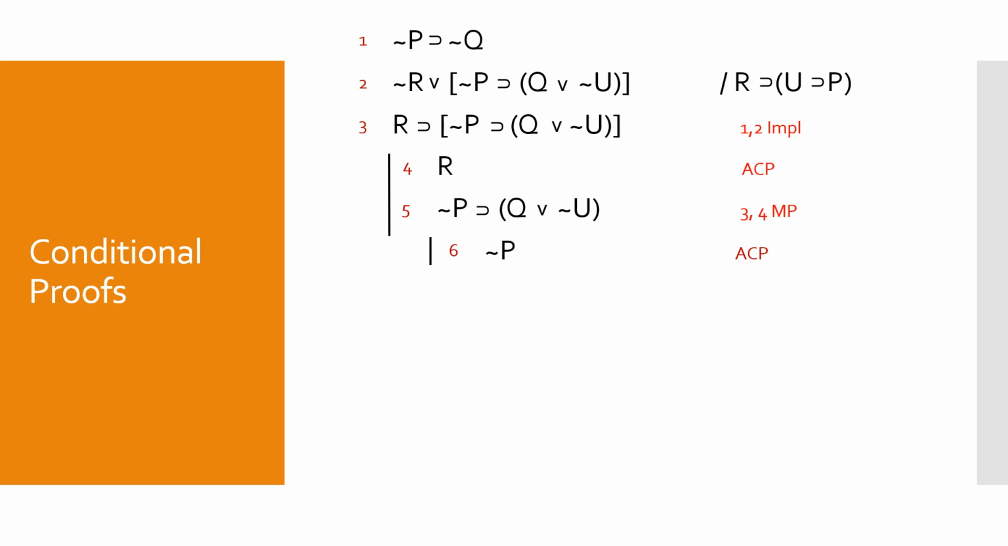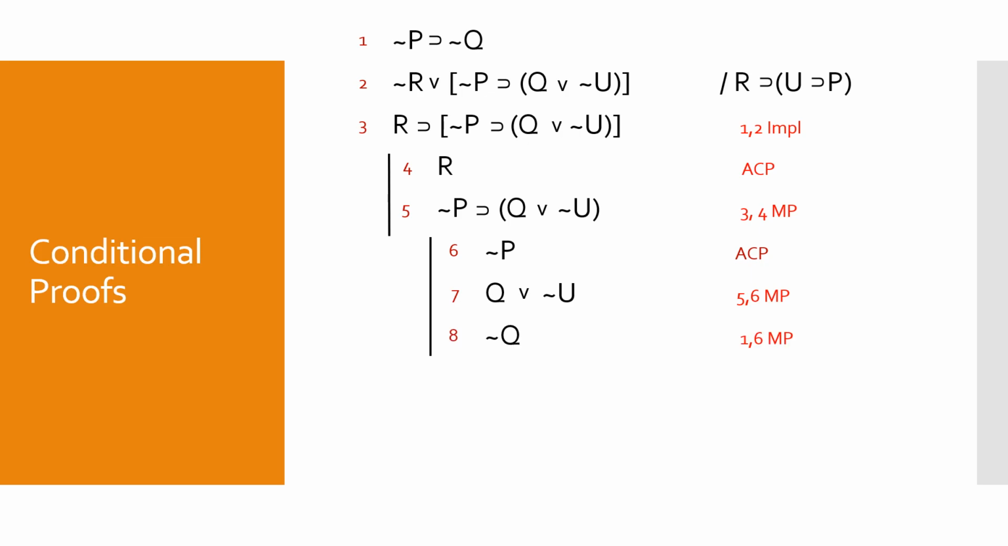And so we get line 6 indented where we assume not P, which is the antecedent of number 5, that conditional statement. And again, we're going to say we're assuming it, so we simply write ACP next to that line as the beginning of this second conditional proof. And lines 5 and 6 put together using the rules of modus ponens will lead to the conclusion that it's either Q or it is not U.